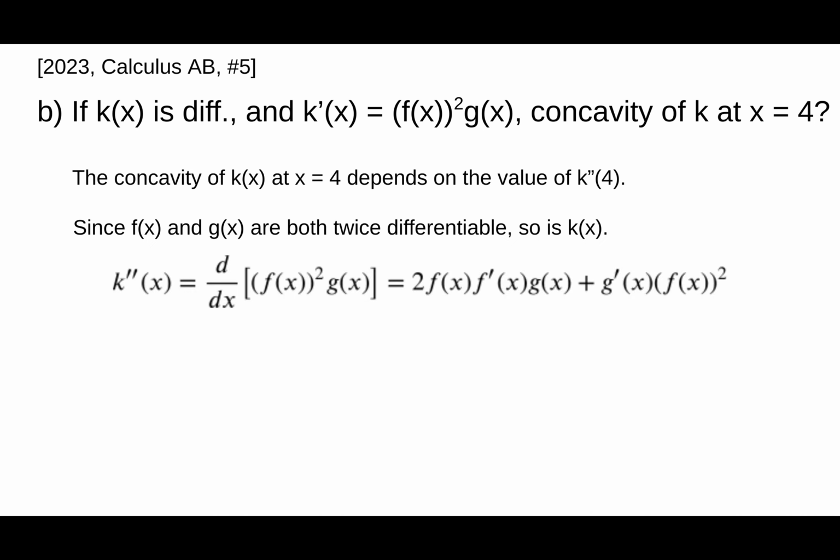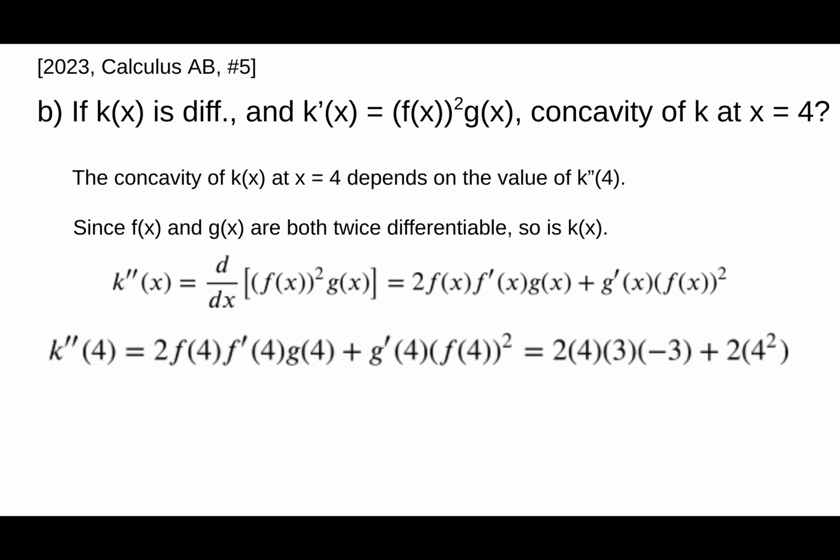All right, so k double prime of x would be the derivative of the first derivative of k. So we have d dx of f of x squared times g of x. Notice that this is going to require an application of the product rule and the chain rule. The derivative of f of x squared would be 2f of x f prime of x. Then we have to multiply that by g of x. That's the first half of our product rule. And then the second half of our product rule would be g prime of x times f of x squared.